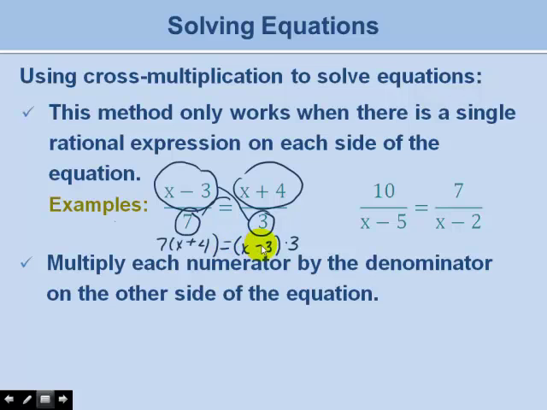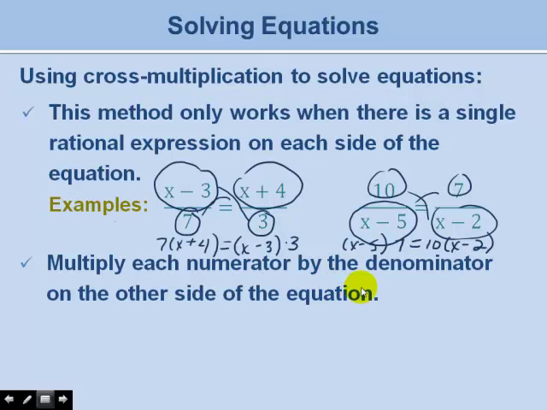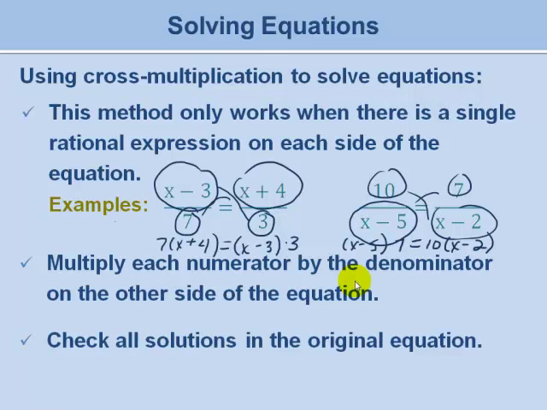Over here it would look like x minus 5 times the 7 equals 10 times x minus 2. Now we could get the same thing by using the other method we talked about, using the LCD. This is just a shortcut. So once we get done with this, then we can go ahead and solve the equation. And again, since we started out with a rational expression, our last step in doing this is going to be checking all of our solutions.